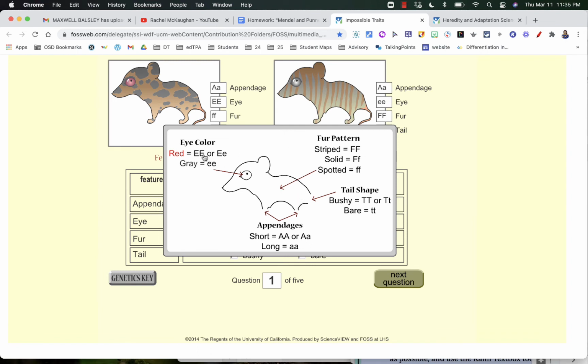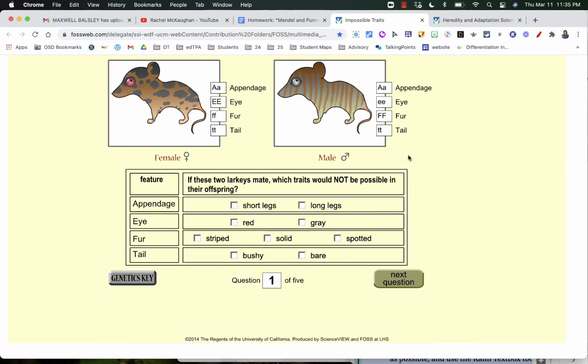What about eyes? Can I get a big E and a big E? No. Can I get a big E and a small e? Yes. So it can have red eyes. Can I get a little e and a little e? No little e there. Get a little e there. So you can't get gray eyes.